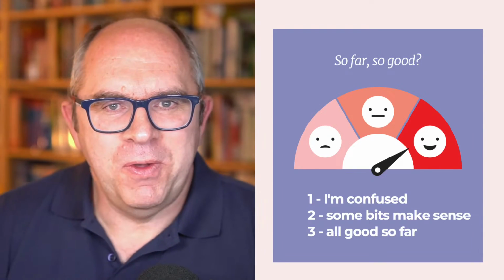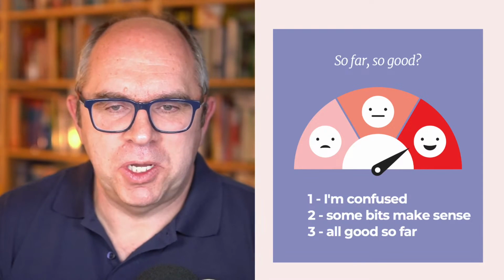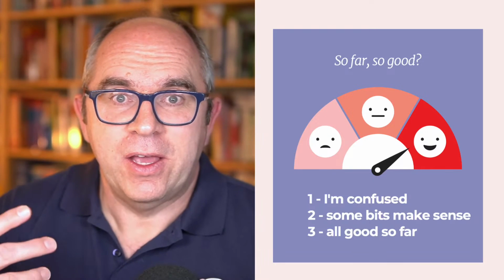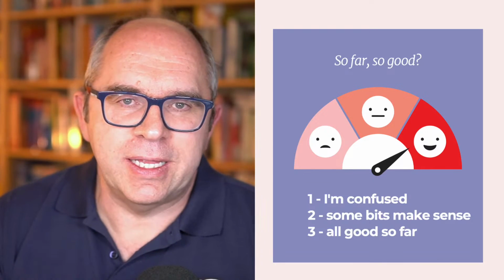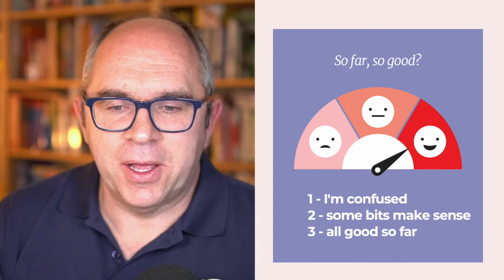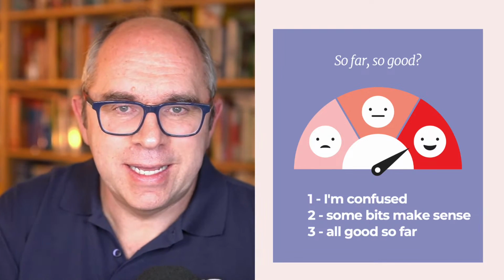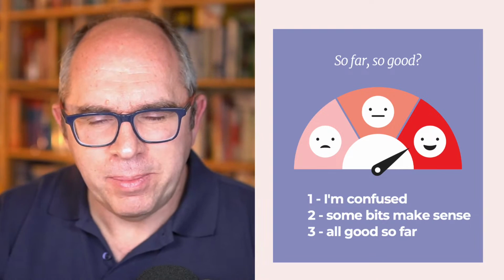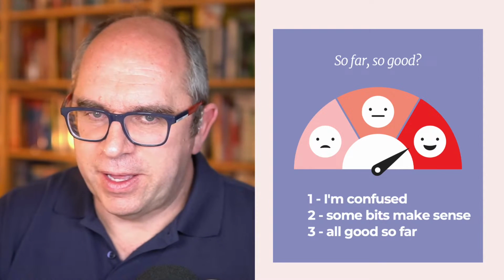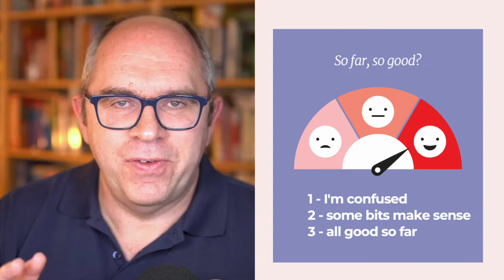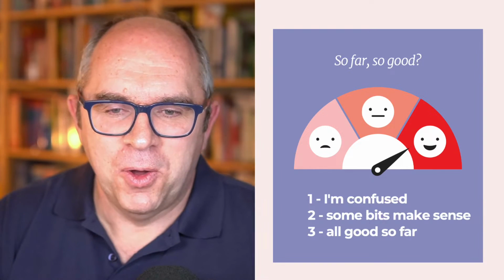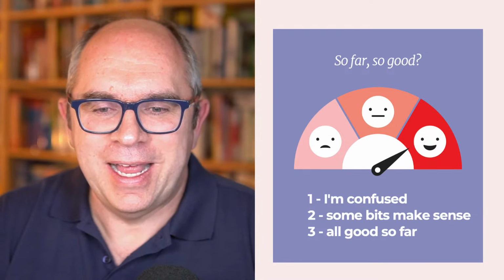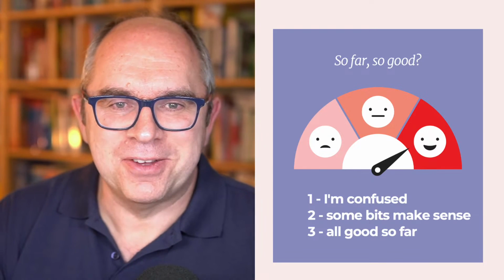Okay, we've talked a lot about indirect object pronouns. We have listened to a conversation. We have gone through the conversation and looked at the different examples of lui and leur. I really hope that this has made sense, and I would love to know whether it has. So again, 1, if you're a little bit confused, 2, if some bits are making sense, and 3, if all is good so far. Hopefully, we've got some 3s in here, and I can see that yes, we do indeed have some 3s. That's great to know.